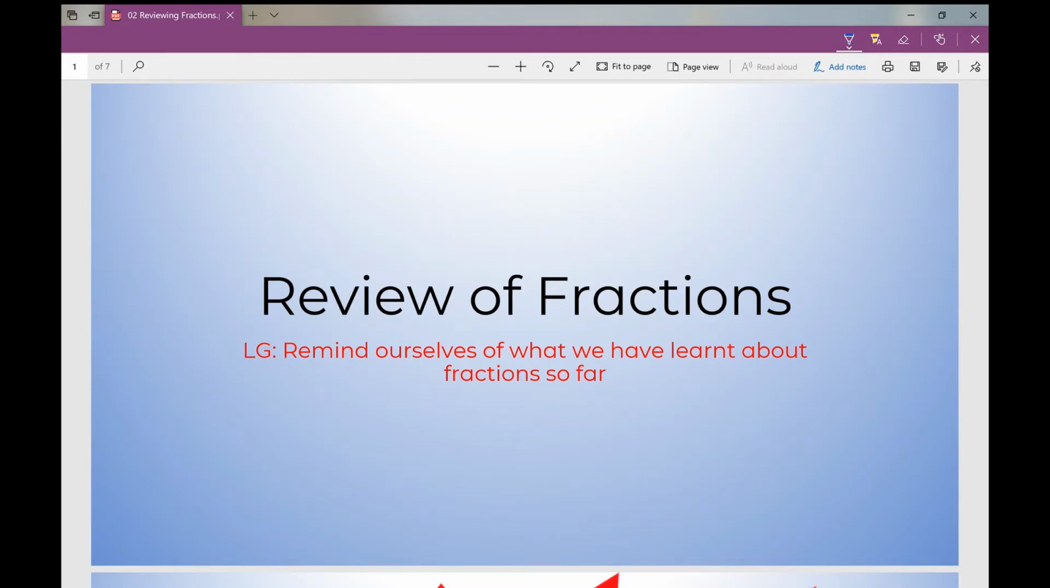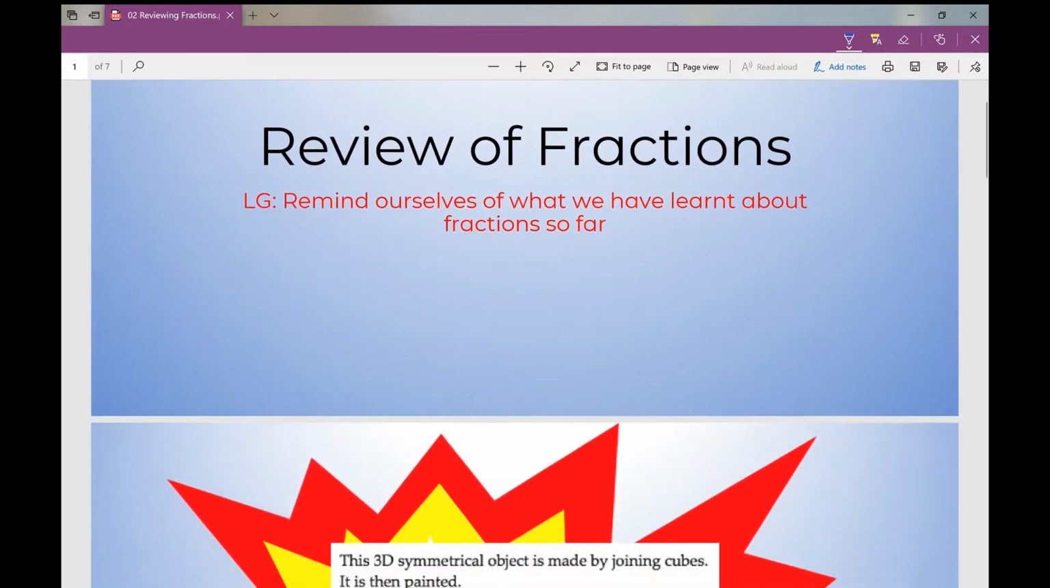Hello, Year 7. Today we're going to be continuing on with our fractions unit by taking some time to review what we've already learnt about fractions.